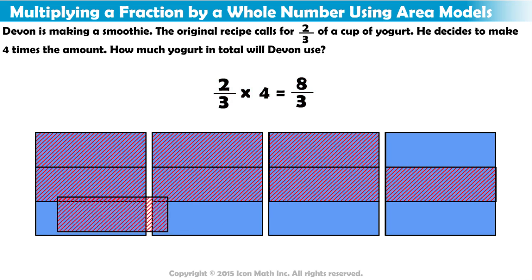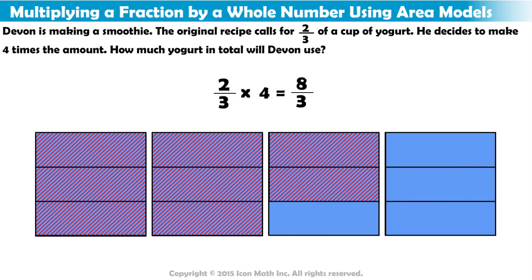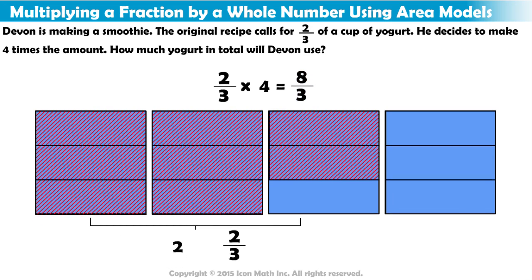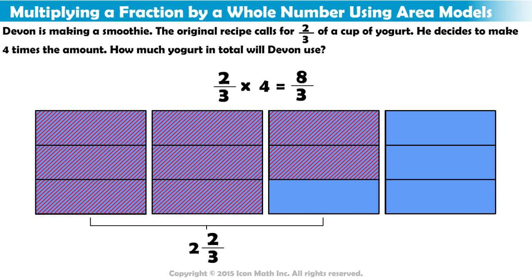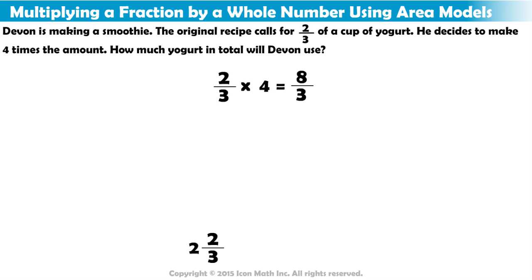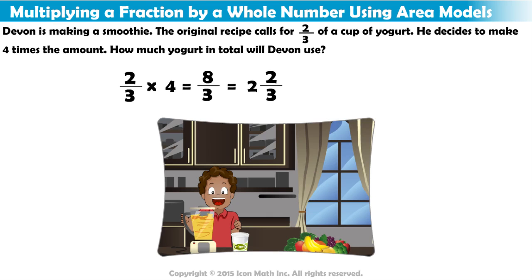If we rearrange the overlap parts, we see that 8/3 is equal to 2 wholes and 2/3, or 2 and 2/3. So Devin will need 2 and 2/3 cups of yogurt to make the smoothie.